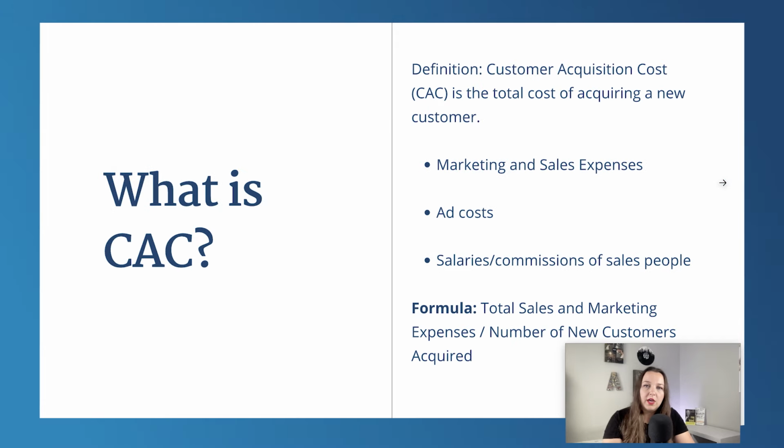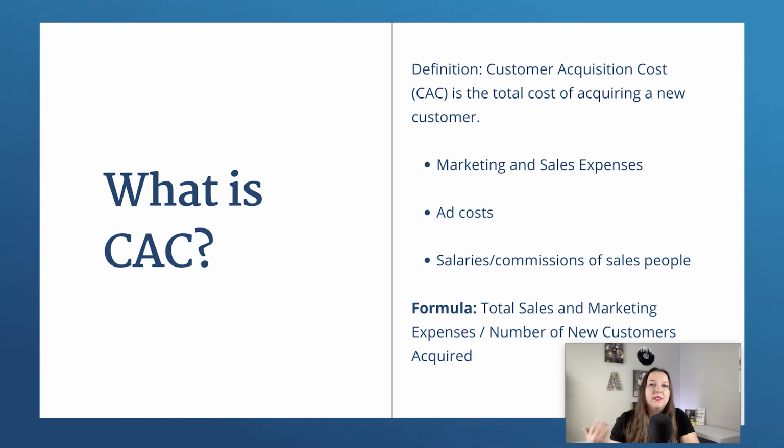So the first thing we're going to talk about here is CAC, customer acquisition cost. This is the total cost of acquiring a new customer. So when you're figuring out this number, you need to factor in your marketing and sales expenses. So if you have other software that you're using, maybe you're doing Facebook ads, but you're also doing an ad in a local magazine, or you're part of a networking group, or you're printing flyers, any of those associated marketing costs need to be factored in.